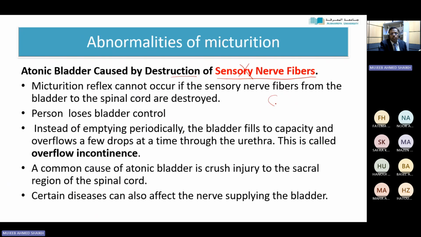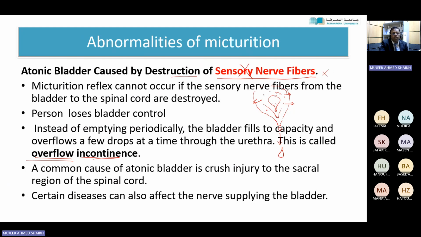The bladder, which is supposed to be like this before it is emptied, will go on increasing in size, but there is no reflex mechanism. It will go on increasing because of the collection of urine. A time will come when the pressure in the bladder is so high that it causes leakage, and urine will overflow the bladder. This is called overflow incontinence, because of the loss of sensory neurons.